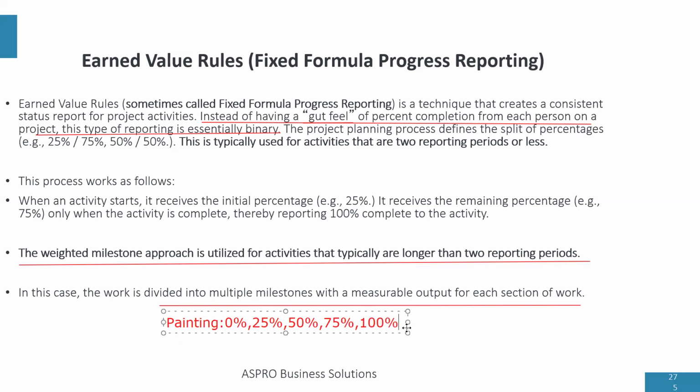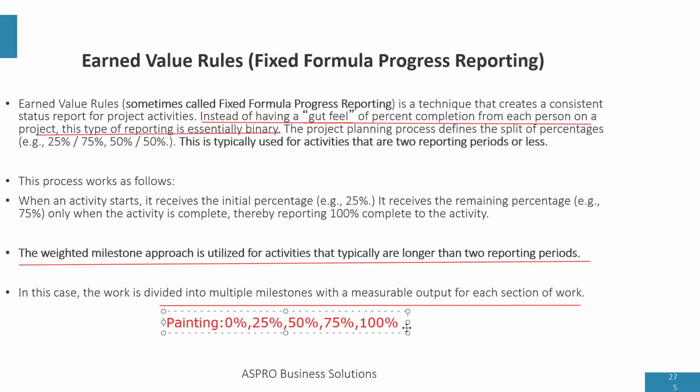Right. So that's exactly what the weighted milestone approach is. The weighted milestone approach helps us to divide the activity into multiple milestones and assign percentages for each milestone. That's what we're saying. All right.